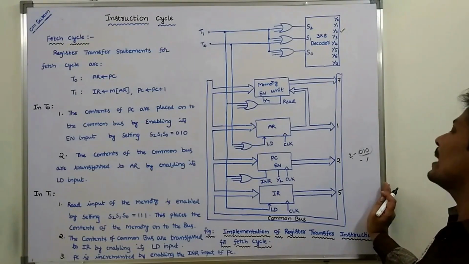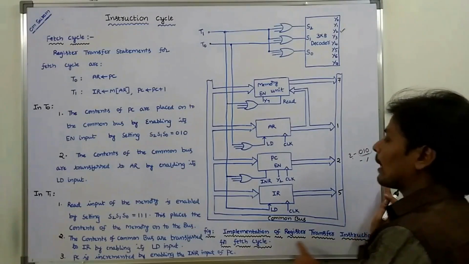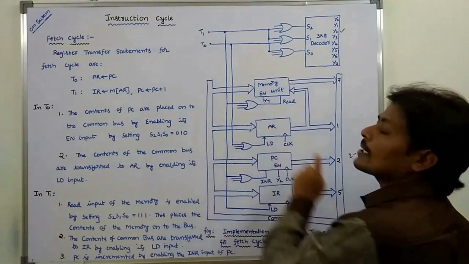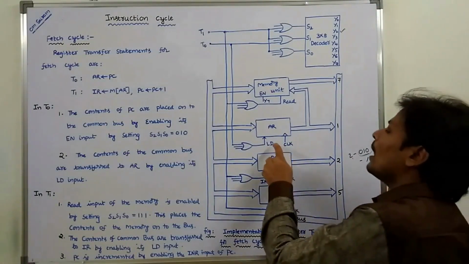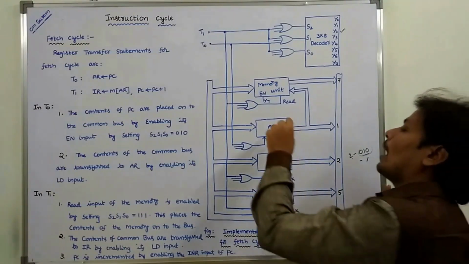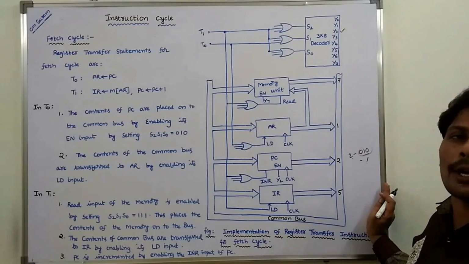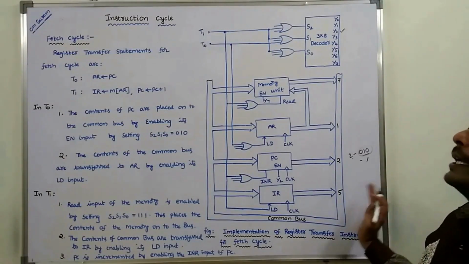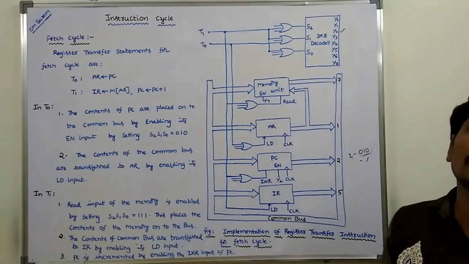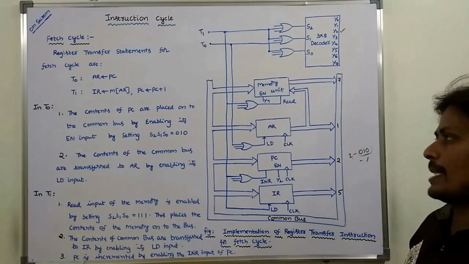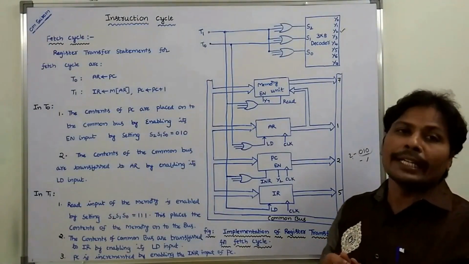Now, in the second step, the content of the common bus is transferred to the address register AR by enabling the load input. Now the address register AR contains the address of the first instruction in the program. So this can be done in the T0 timing signal. Next, in the T1 timing signal, what operation can be done?